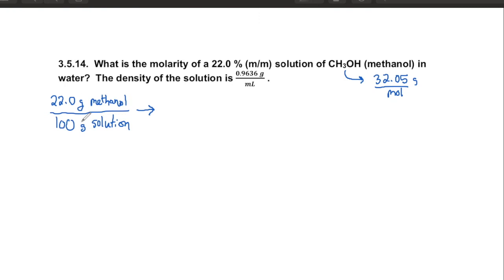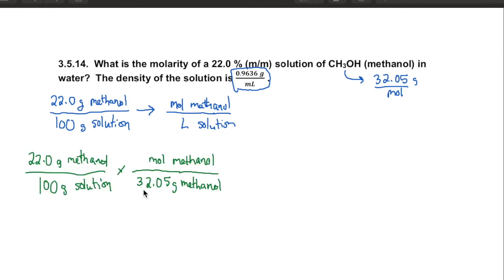So for this next problem, we are again converting from one type of concentration to another. We are converting from mass percent into molarity. So we're starting with 22.0 grams of methanol per 100 grams of solution. That's what the mass percent means. And we want to know how many moles of methanol are in each liter of solution. So we are going to need the molar mass of methanol, which I've calculated here, and we are also given the density of the solution.